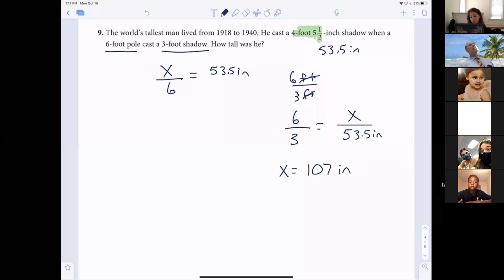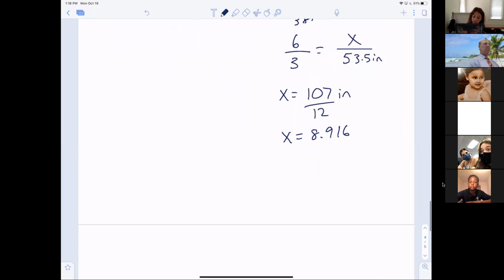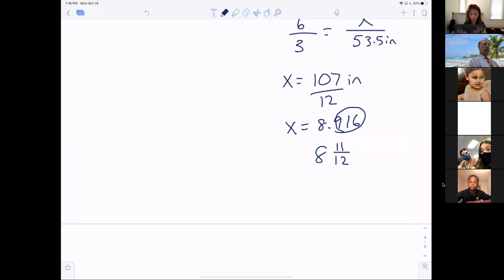Yes. Now let's say we wanted to convert that to feet. What do I have to do? Yeah, divide that by 12. 8 point what? I want you to change the decimal to a fraction. So it'd be 8 and what? No, change 0.916 on your calculator. I'm trying to show you how to use your calculator. Convert that to a fraction. Hit the second fraction. Yes, 8 and 11 over 12 feet.